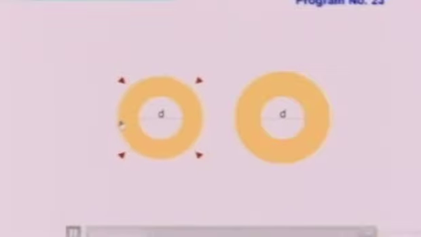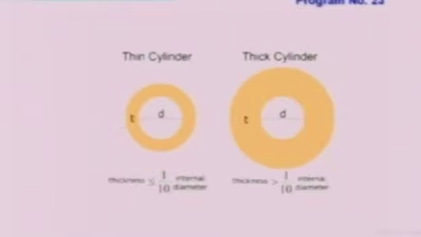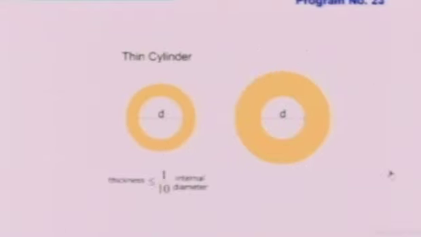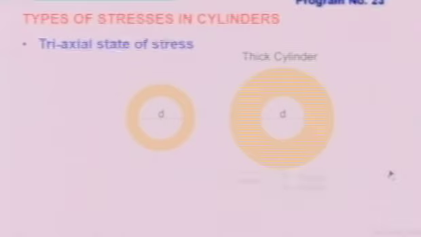So, let us go back to this presentation, this video again. Please understand, the diameter we are trying to reduce, and here the thickness is going to increase. So, in the first case the thickness is small, in the second case the thickness is large. Okay, let us go to the next one.